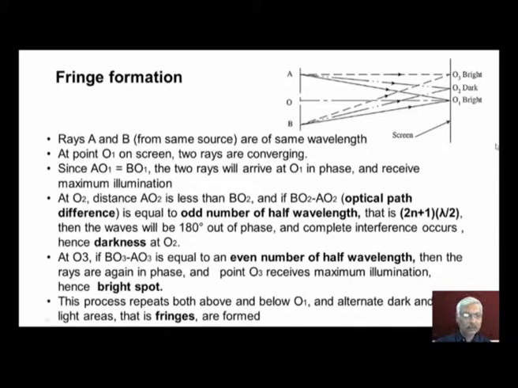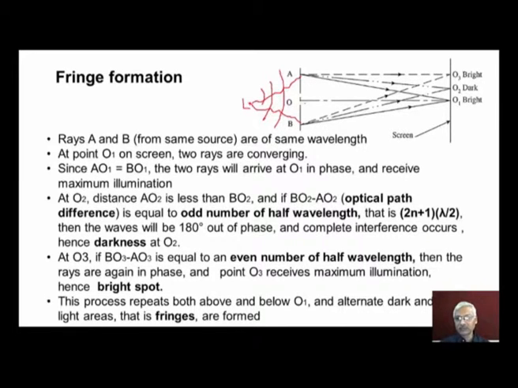Now let us learn some more things about the fringe formation. You can see here we have a screen AB, and this is the light source L, and from here we are getting the light waves. So these are primary wavelets from light source L. Here we have a pinhole A and pinhole B. From A we are getting secondary wavelets. From B also we are getting secondary wavelets.